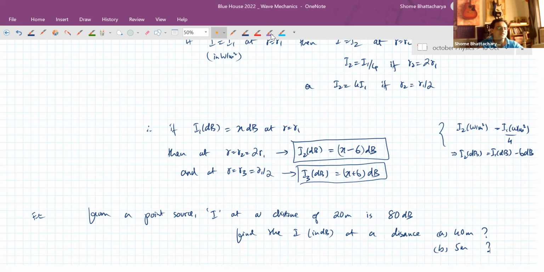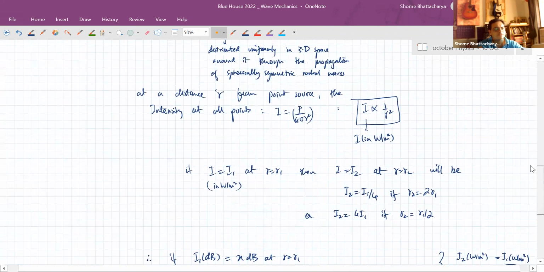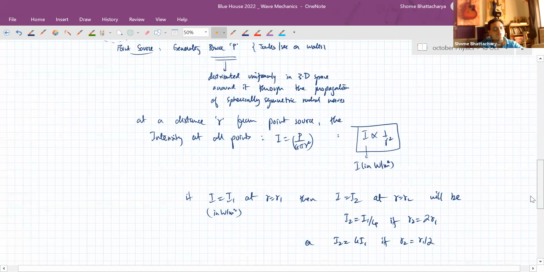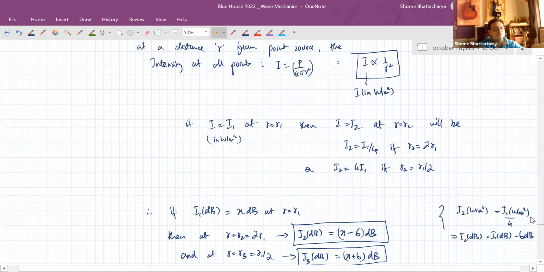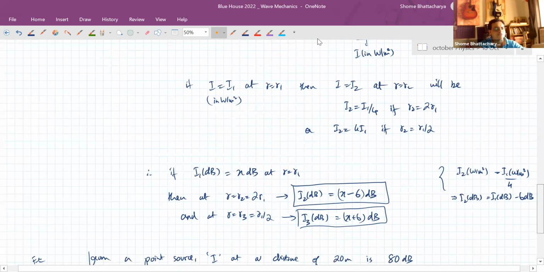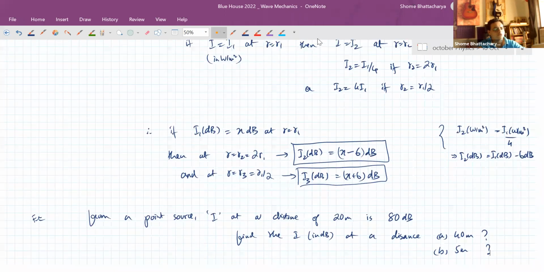the concept of variation of intensity with distance. Both of the concepts that we have written above: variation of intensity with distance is like this, that intensity is inversely proportional to r square. And the decibel scale concept that you know is that every time you double the intensity, there is a plus 3 dB rise, or every time you half the intensity, there is a 3 dB loss. So using that concept.